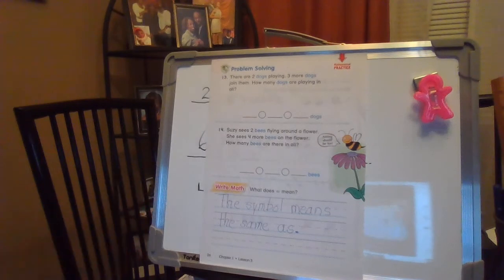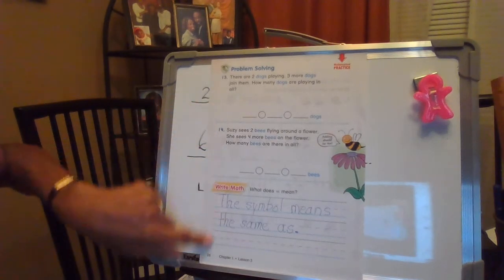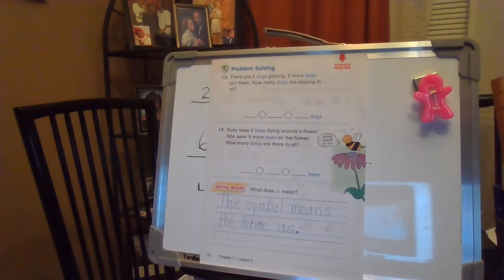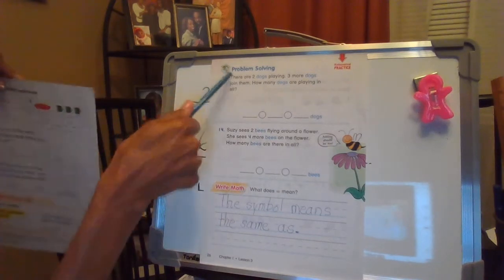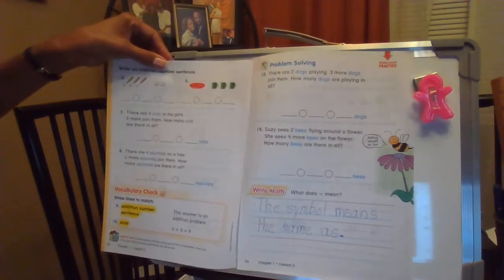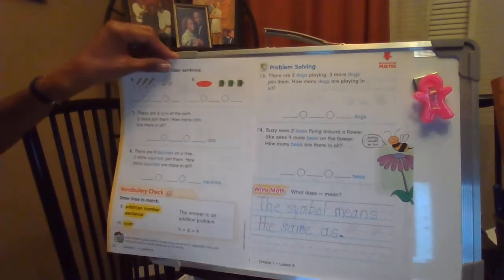Period. Okay? And this page is what you're going to post to your Seesaw journal. So that's the problem solving page, page 26, and your homework page 28. These are the two pages you will post to your journal.